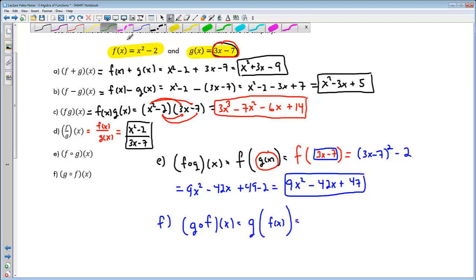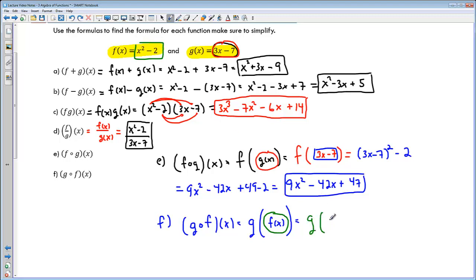So look here. Here's my f of x. I'm just going to replace that with the formula. So here's the formula up here, x squared minus 2. And so that's g of x squared minus 2. And now I'm just going to do what that one says.